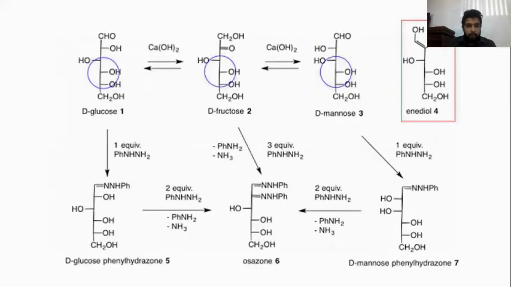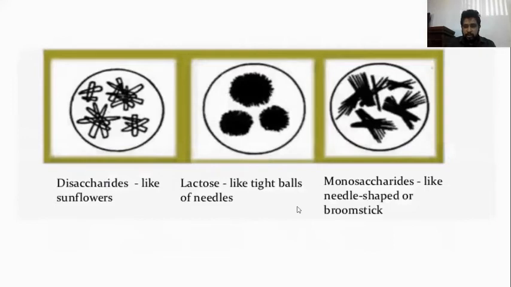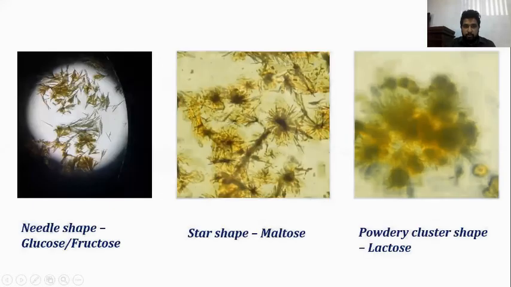Okay, here you can see, monosaccharides like glucose and fructose will give this kind of needle-shaped appearance. And lactose will give this kind of powdery clusters, tight balls of needle-like crystals. And disaccharides like maltose will give that kind of sunflower or star-shaped crystals. Okay, I'll show you the figures that we obtained in the experiment.